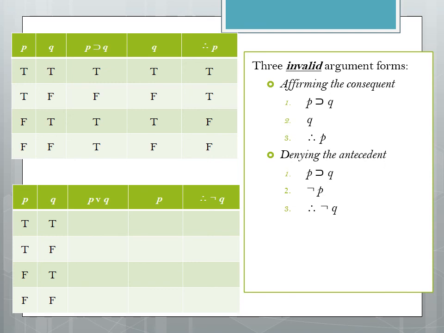The second invalid argument form we're introducing is denying the antecedent, which also has a conditional as its primary premise. The secondary premise denies the antecedent, hence the name of this argument form, and the conclusion here denies the consequent. As I did on the previous slide, I'm going to encourage you at this point to use the truth table method to convince yourself that this is an invalid argument form, and thereby also give you some important practice in filling out truth tables.